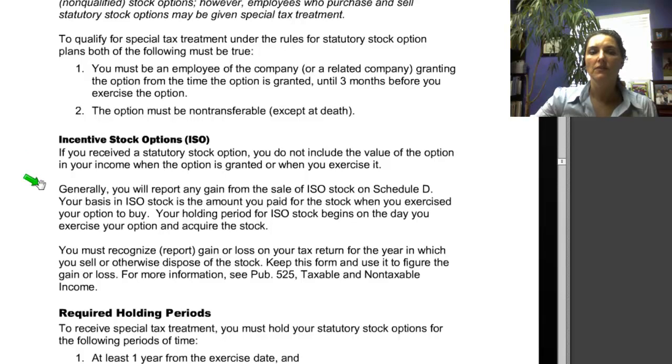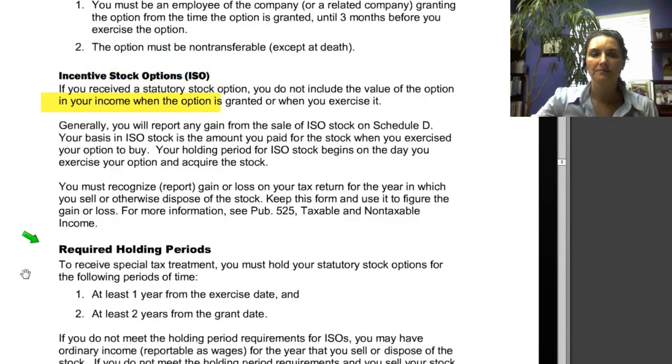Generally, you will report any gain from the sale of ISO stock on Schedule D. Your basis in ISO stock is the amount you paid for the stock when you exercised your option to buy. Your holding period for ISO stock begins on the day you exercise your option and acquire the stock. You must recognize or report the gain or loss on your tax return for the year in which you sell or otherwise dispose of stock. Keep this form and use it to figure your gain or loss. For more information, you should refer to Publication 525 on taxable and non-taxable income.